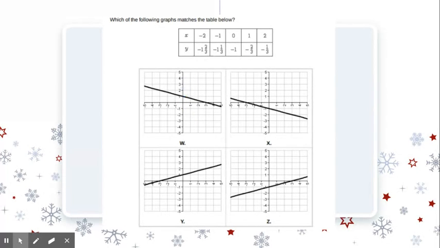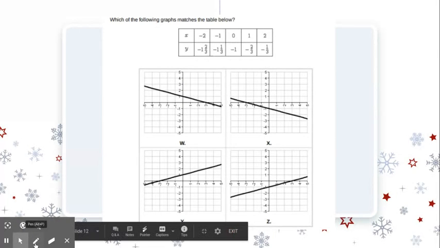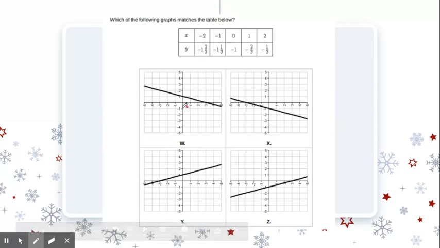Okay, and we're going to look and see. So -1 means we go down. So the line should cross through this point, 0, -1. This line doesn't, so I know it's not W. Okay, that one does, so that one's good. That one doesn't, so we're going to cross that one. And that one does, okay? So let's look at it again.